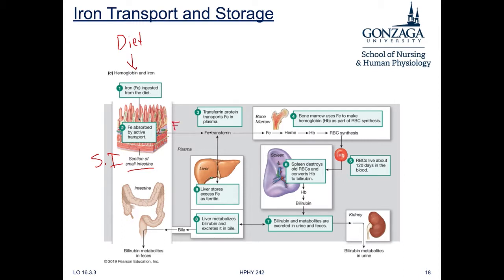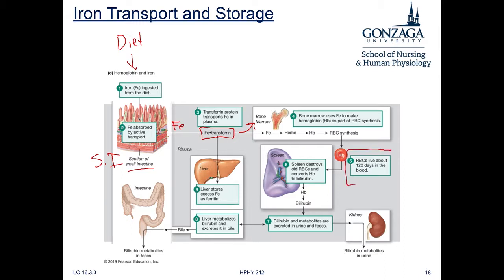But iron gets transported into the blood, where it's picked up by that transporter that I just mentioned, transferrin. And transferrin's job is to take that iron and deliver it to the bone marrow, because this is the site of hematopoiesis. This is where our body is going to make new red blood cells, make heme so we can make red blood cells. So transferrin delivers iron to the bone marrow, which uses that iron to make hemoglobin as part of red blood cell synthesis. Okay?